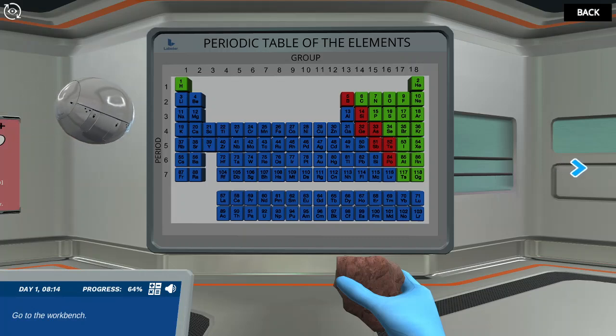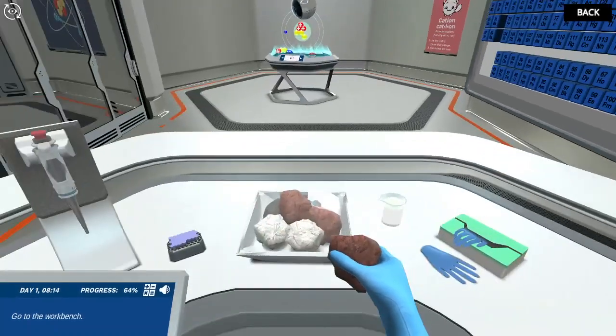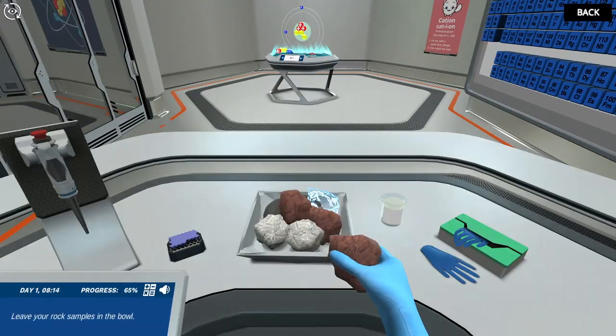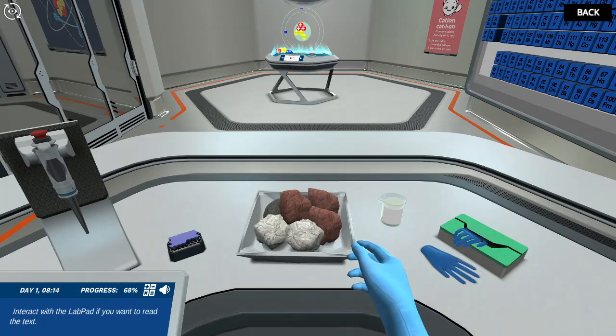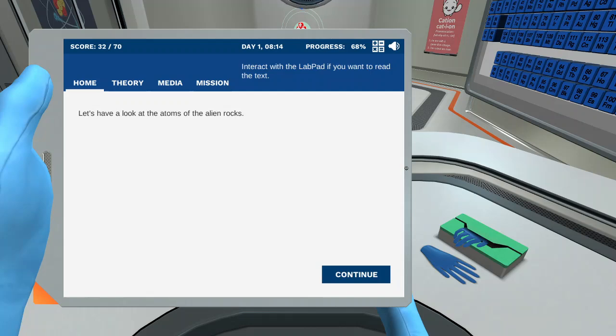Go to the workbench. Leave your rock samples in the bowl. Let's have a look at the atoms of the alien rocks. I will perform a quick analysis with you to identify the elements present in the samples.